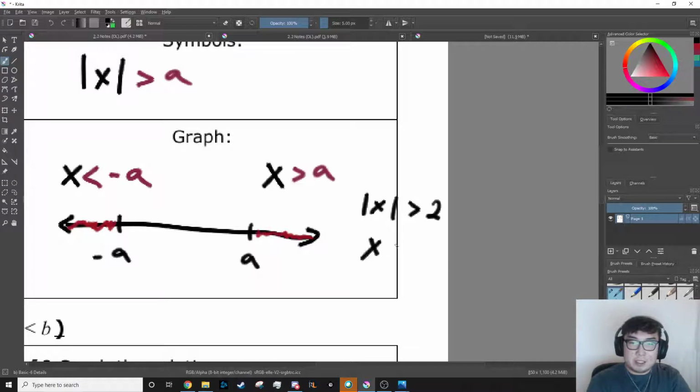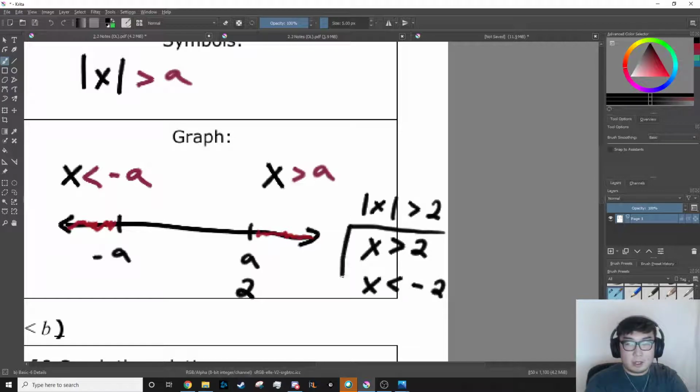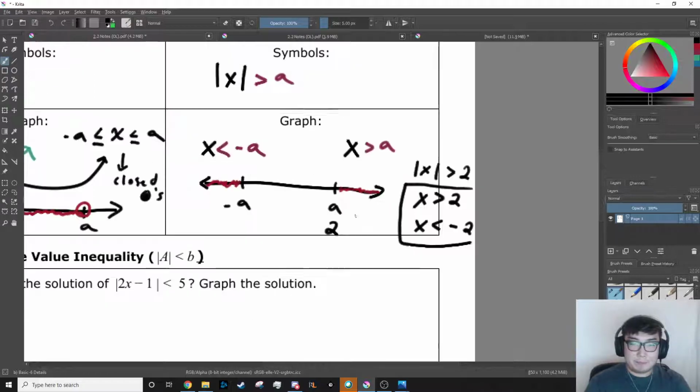So x has to be greater than 2. Or x has to be less than negative 2. So if x has to be greater than 2, if this is 2 right here, then it has to be 3, 5, 17, whatever. But if x has to be less than negative 2, it has to be like negative 4, negative 10, negative infinity, whatever. So this is why our inequality behaves like so, because we have to talk about the outside of our barriers, which is negative a and a.